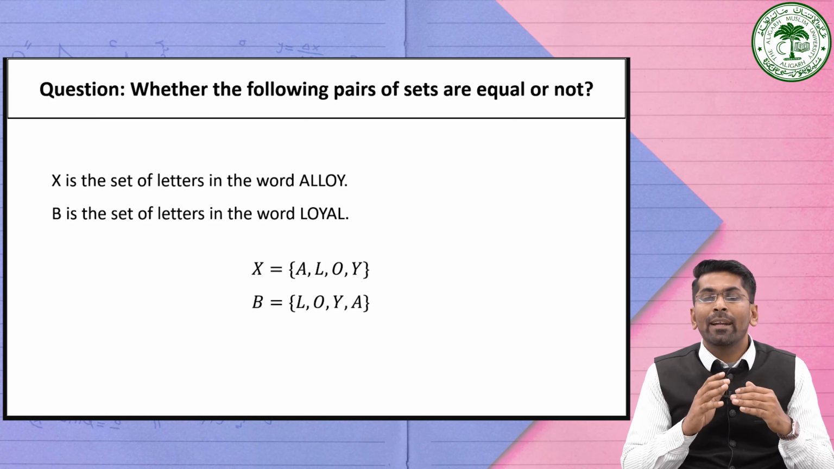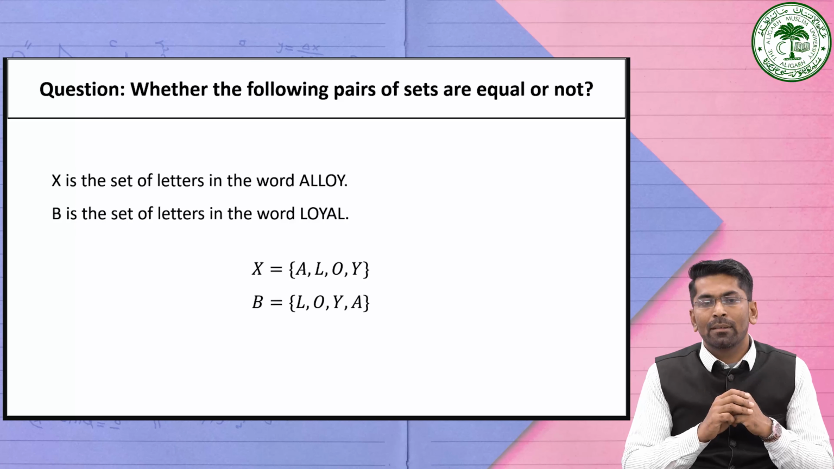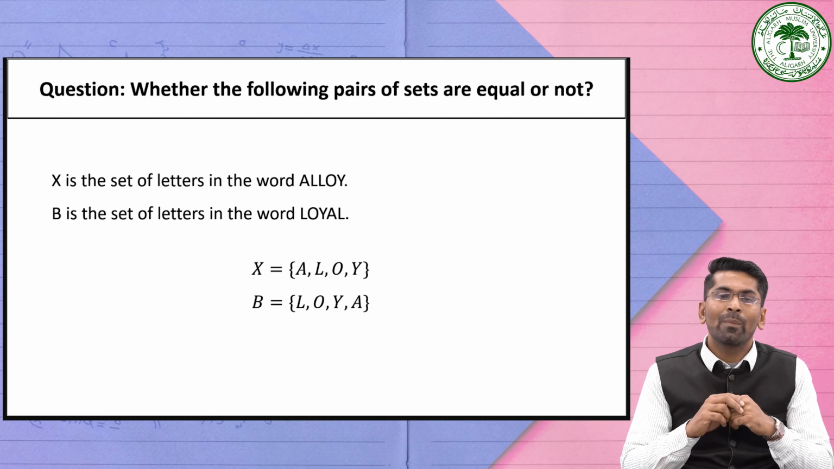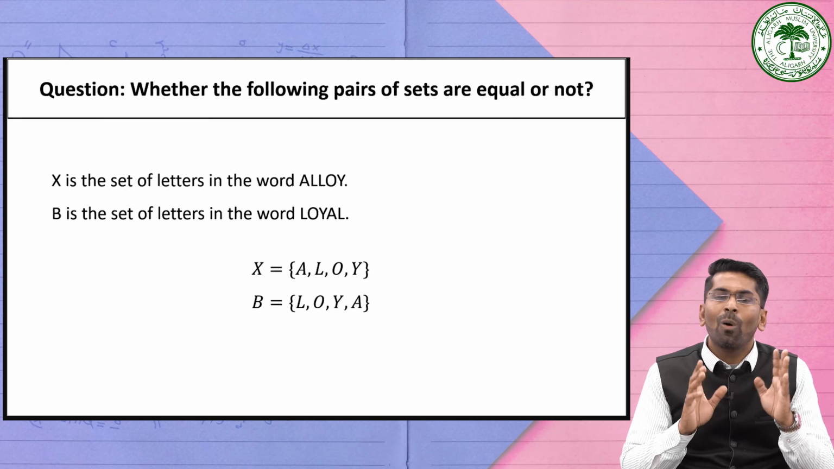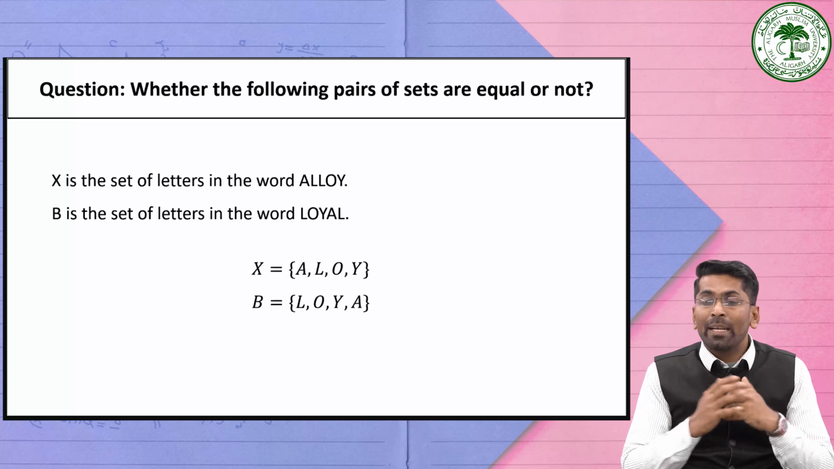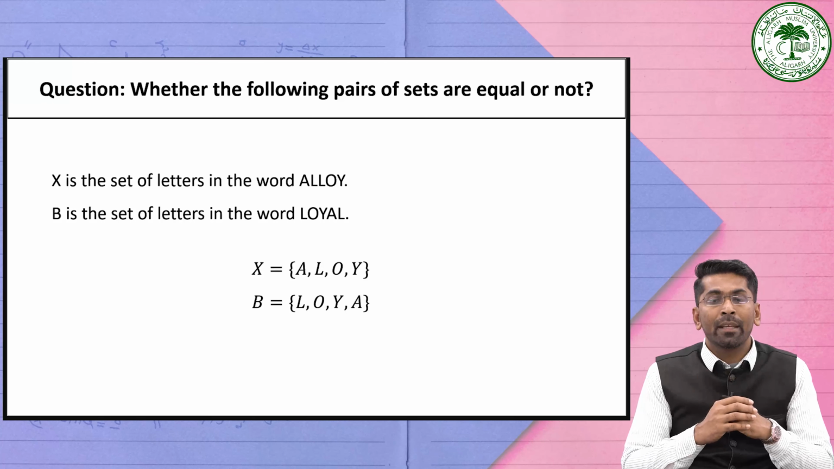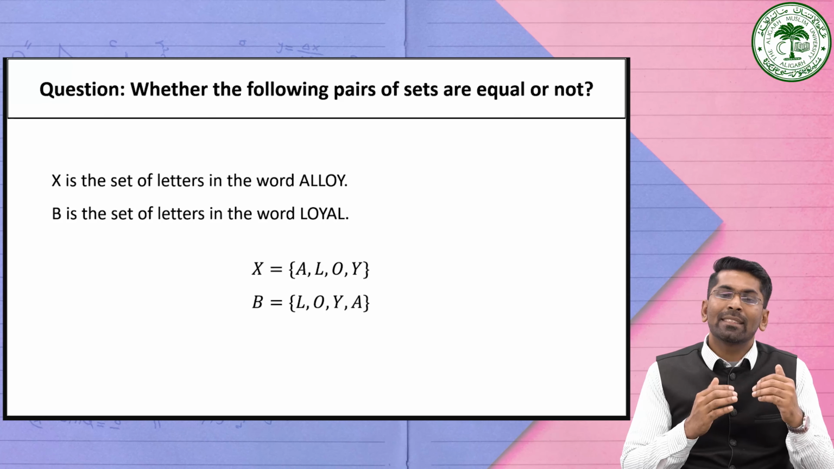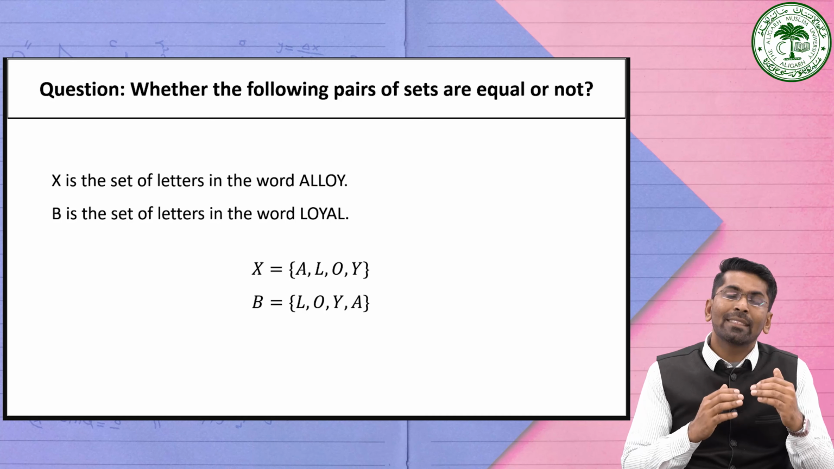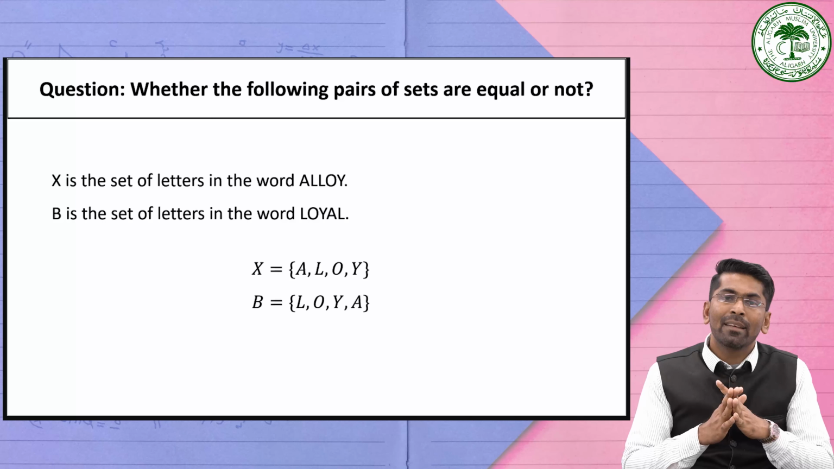Both sets contain the same elements, in the sense that A, L, O, Y. The order and repetition of the letters do not matter while determining the equality of sets. Therefore, in this case, sets X and B are considered equal sets.